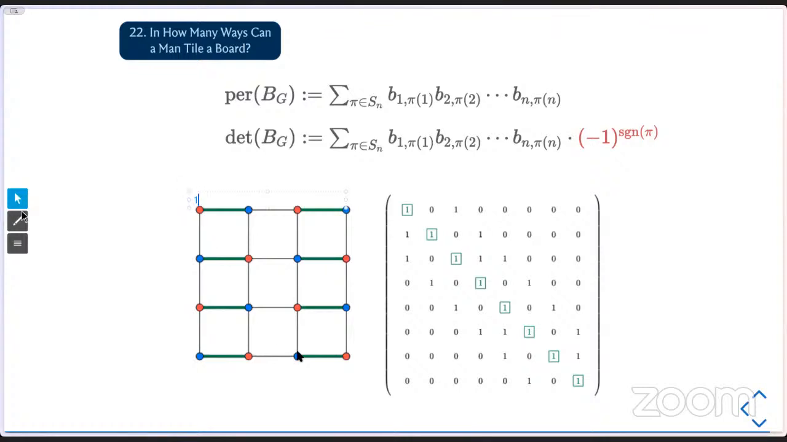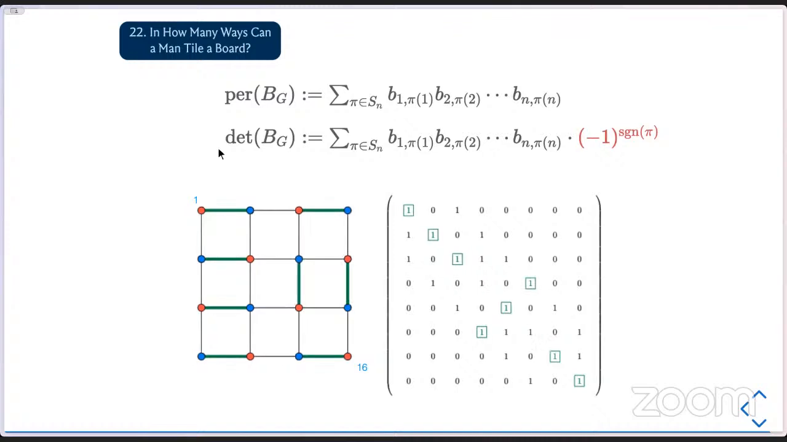So the rows are basically all the red vertices. So this is the first red vertex, the second one, and so on. The columns are all the blue vertices in this order. So we have a matching here. This matching corresponds to the identity permutation. And now what I want to do is see if I can, let me show you a different matching.